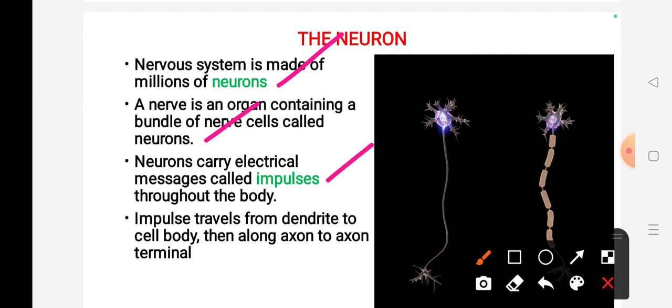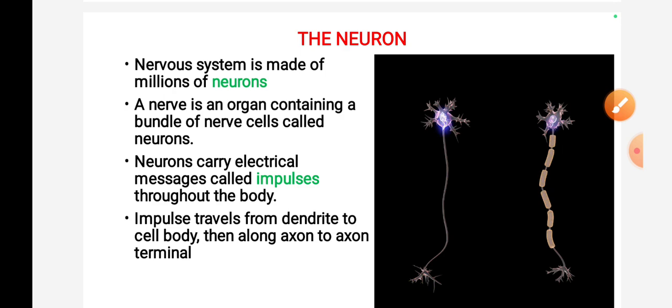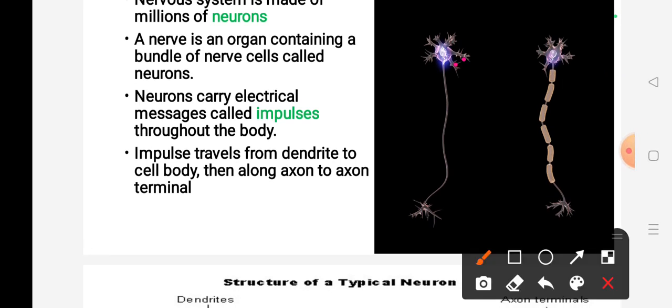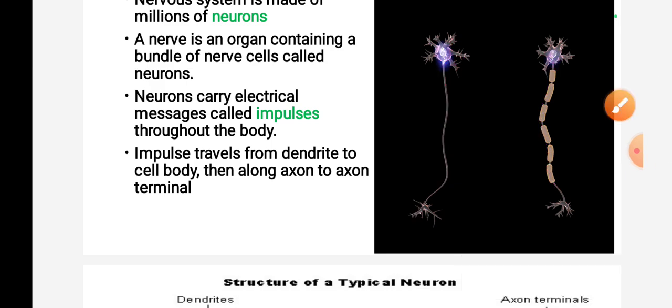Those are called impulses. They are spread throughout the body. The impulse travels from the dendrites. See these structures, the finger-like projections, those are dendrites, to the cell body. This middle part is the cell body. Then along the axon, whatever the middle region is, that's the axon. Then from the axon to the nerve ending, that's called the terminal.